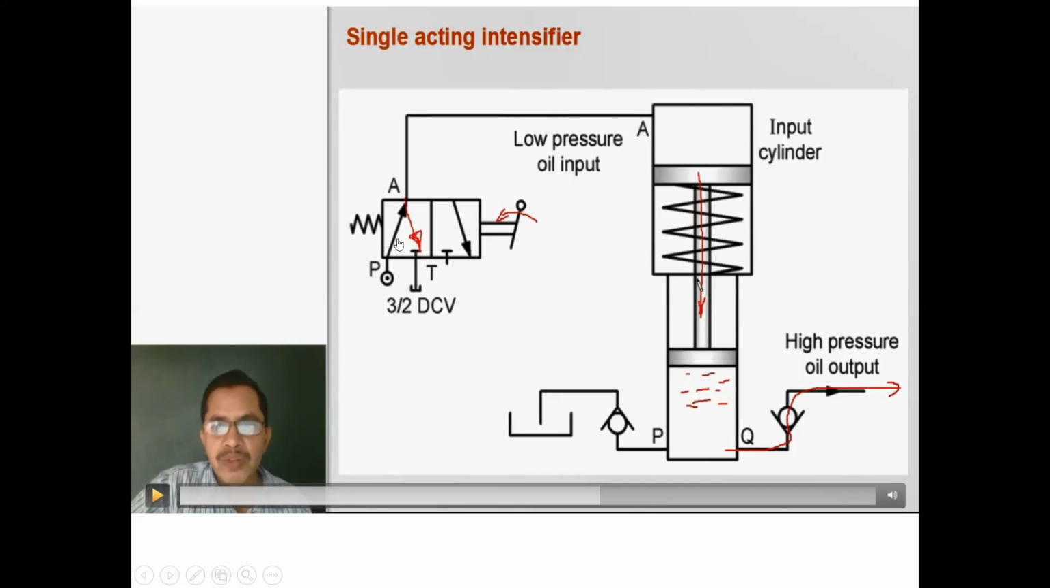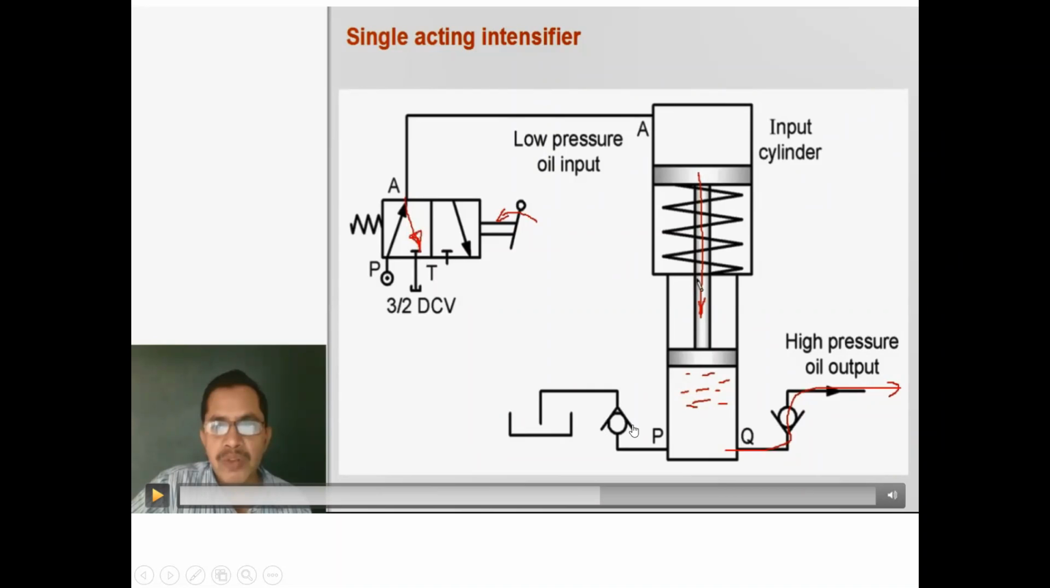Again, we switch the position of this direction control valve, and the high pressurized liquid from the pump comes through port A in this input cylinder, which forces this piston in the downward direction, which pressurizes the oil contained in that area, and this high pressure oil goes out through this port Q, and this cycle continues.